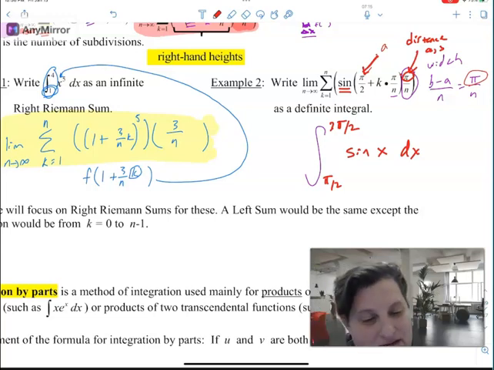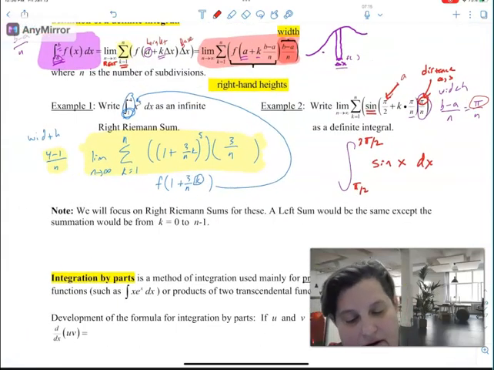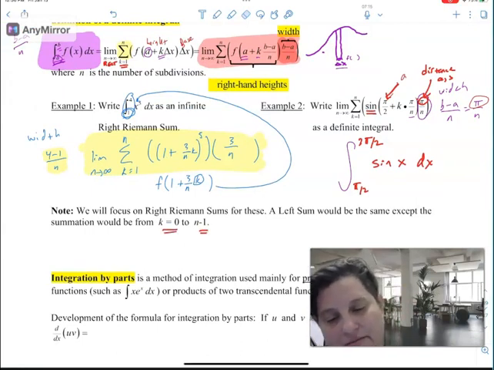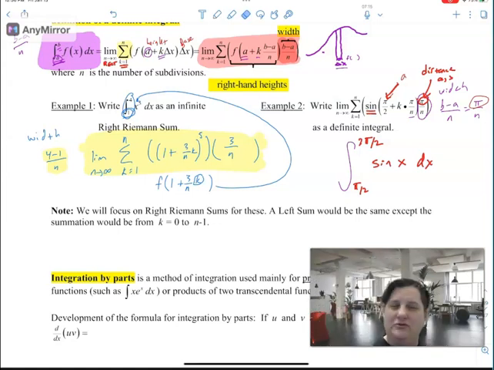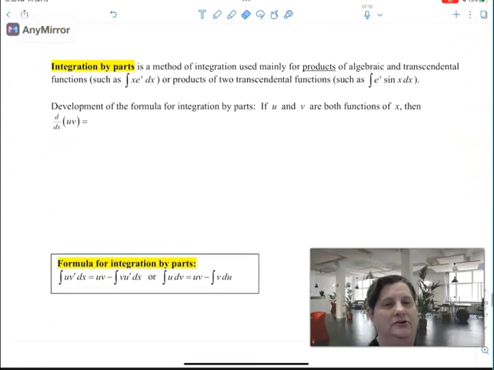And there you go. That's basically all that you're doing. We're just looking at right Riemann sums. You could do the left, except it would go k equals 0 to n minus 1. But it's really just kind of like recognizing and writing this back and forth. Okay? Don't get too hung up on it. We'll try to do some questions about it. Not a huge deal. All right, integration by parts.